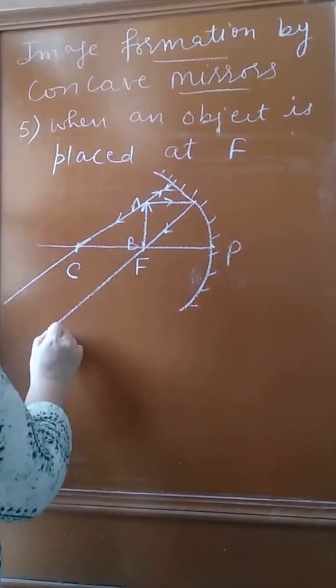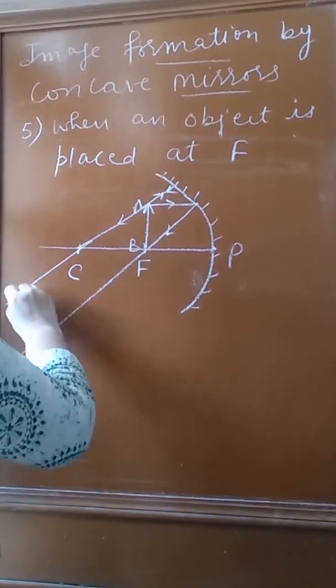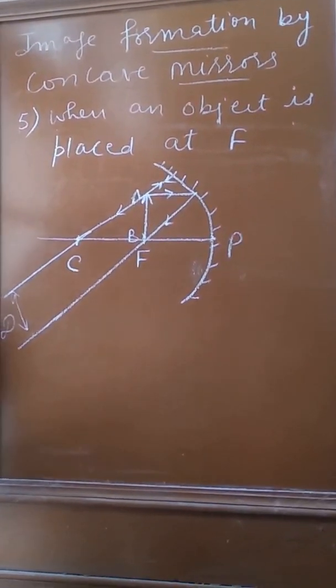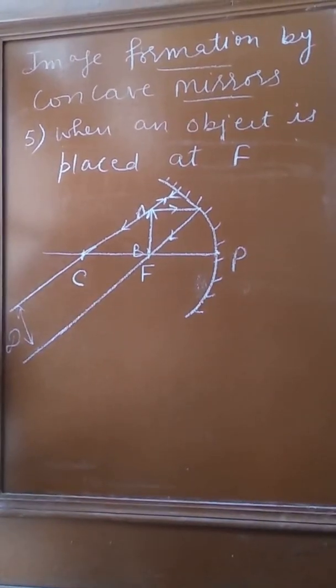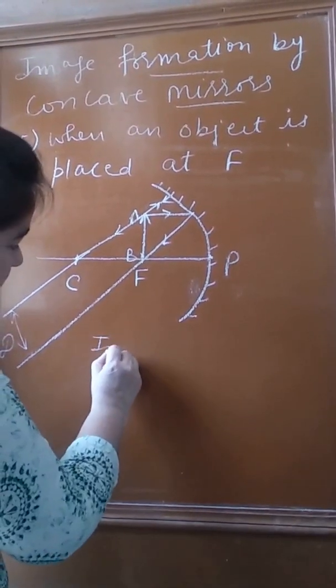Now the image is formed at infinity. These are parallel rays, so the image is formed at infinity. The rays after reflection go parallel to each other, then the image is formed at infinity.